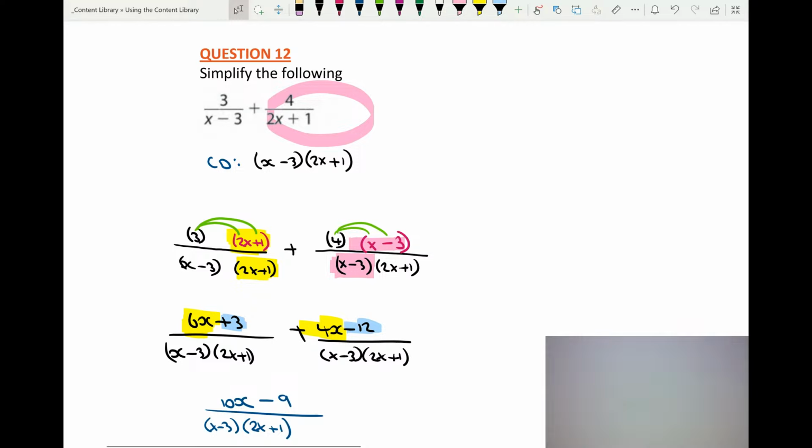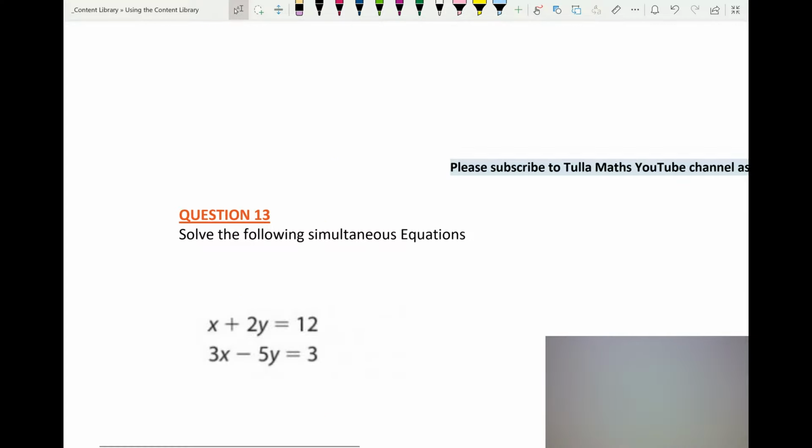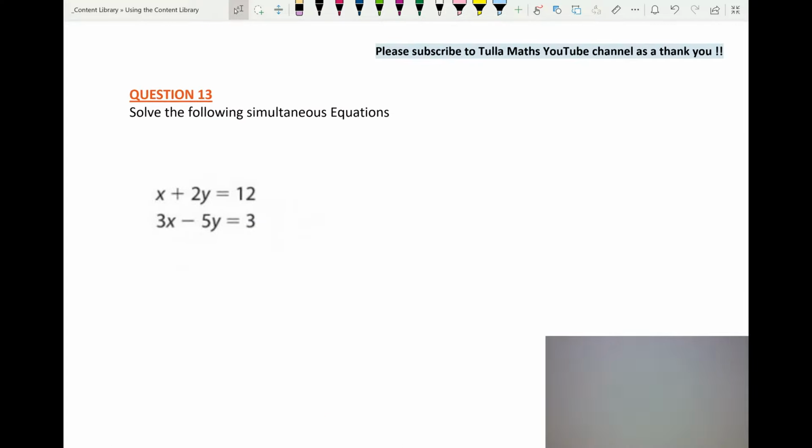Okay, and we'll finish up now with our last question here, which is on a simultaneous equation. If you're happy with that, I'll scroll down. So solve the following simultaneous equation. Equations have equal signs in it, so that's why they're called simultaneous equations. And simultaneous literally just means one after the other. So we have two of them here, so you're doing them simultaneously, you're doing them together.